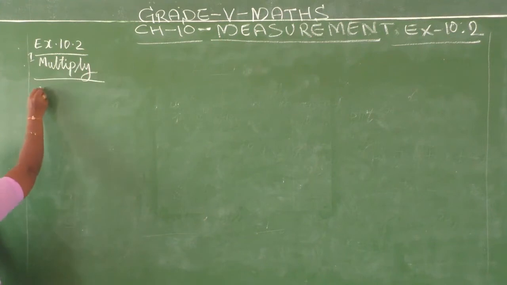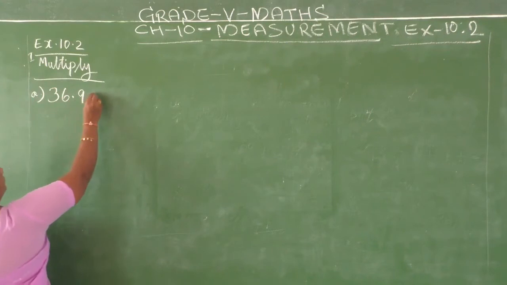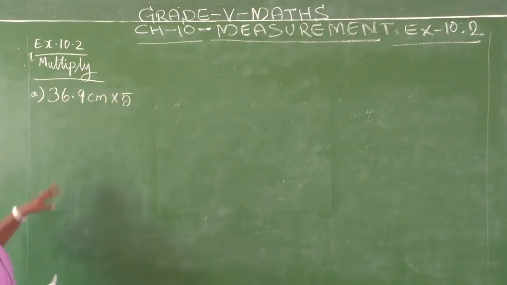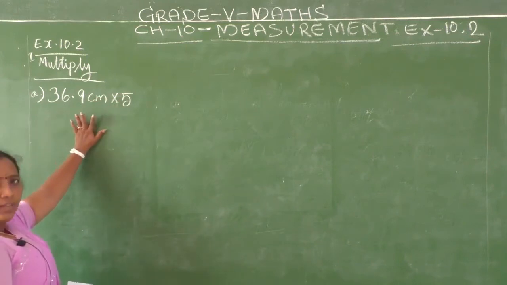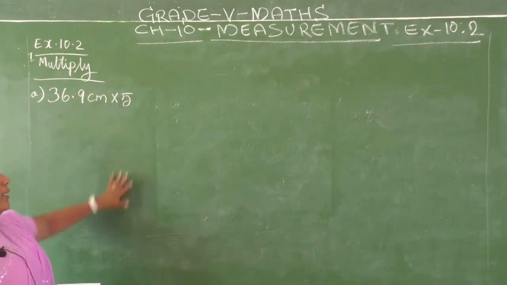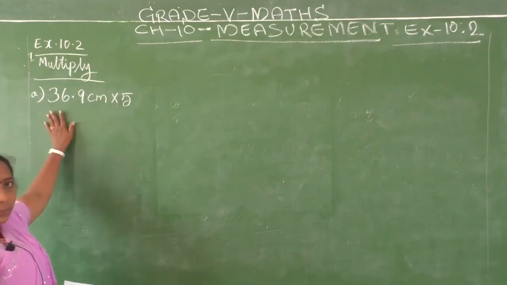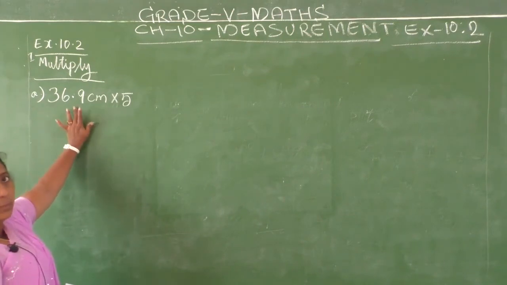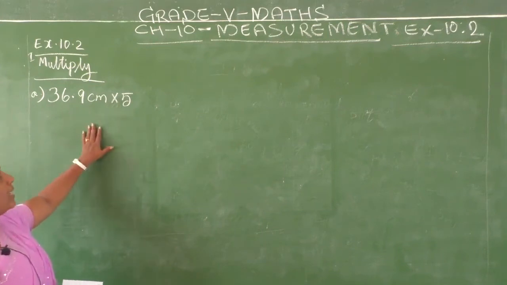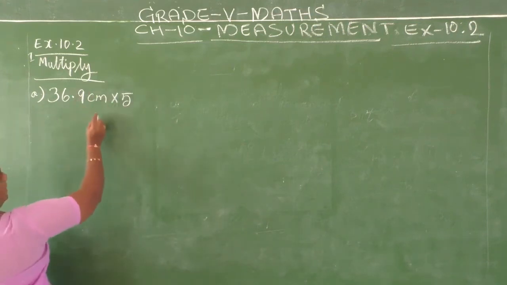First sum: 36.9 centimeter into 5. Here they gave a number with the unit centimeter. We are going to multiply 36.9 into 5, as usual, normal multiplication only. But after the multiplication, you have a decimal point, so don't forget to keep the decimal point in your answer, and also mention the unit without fail.